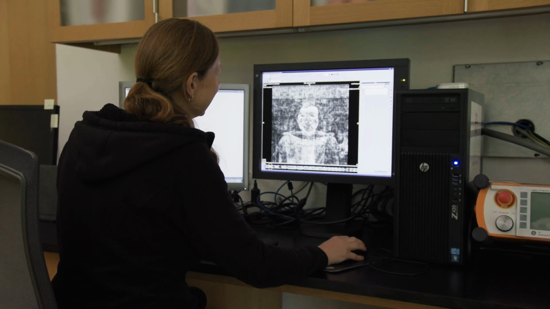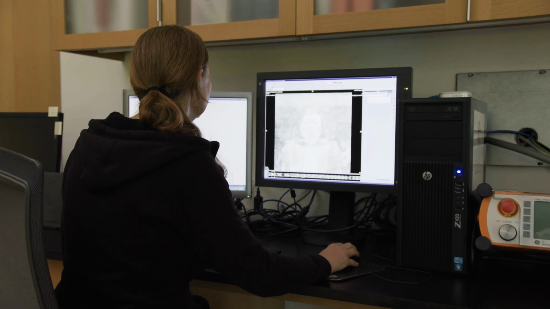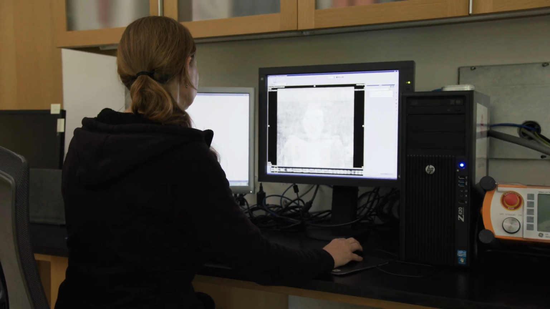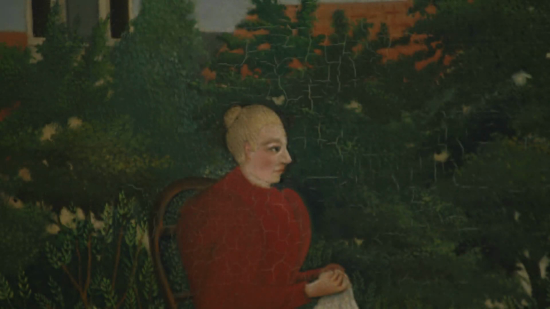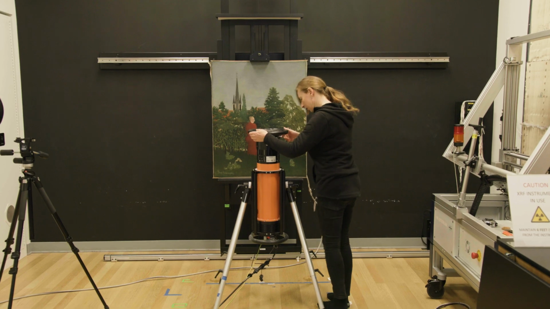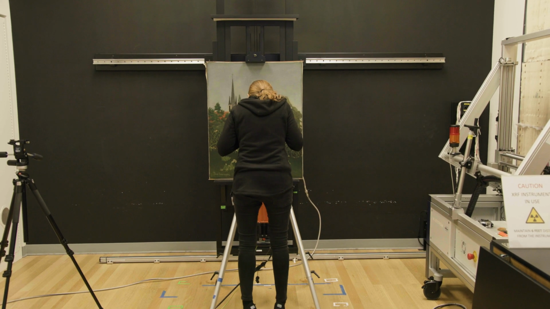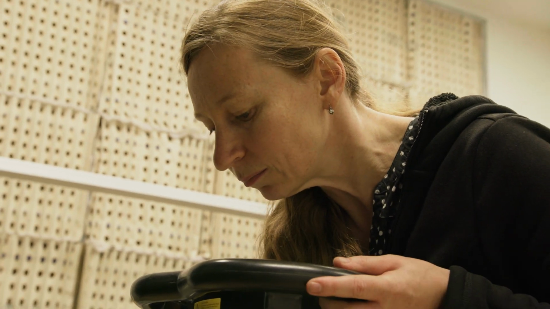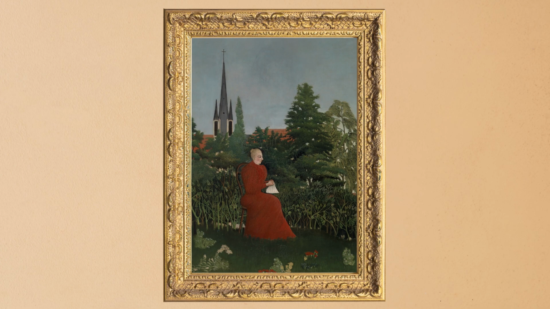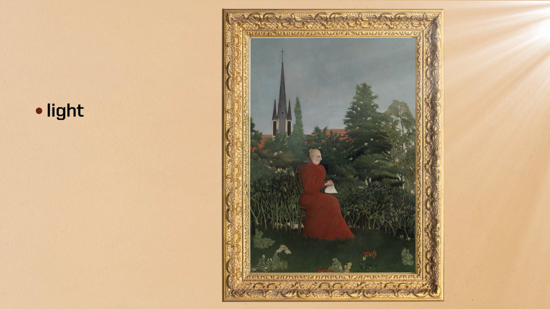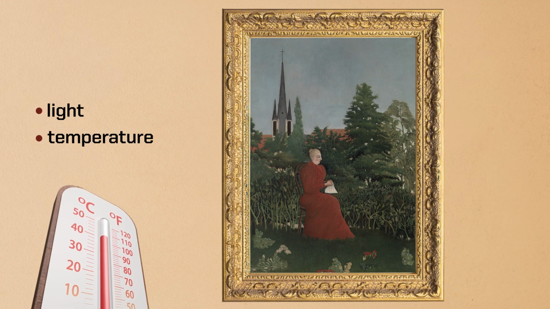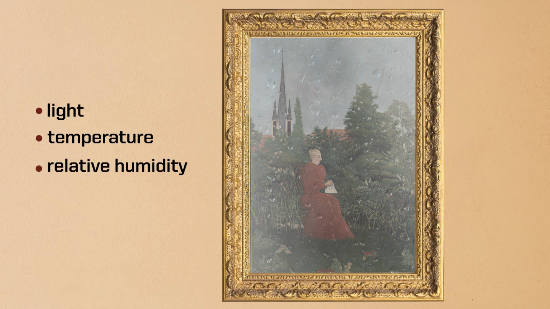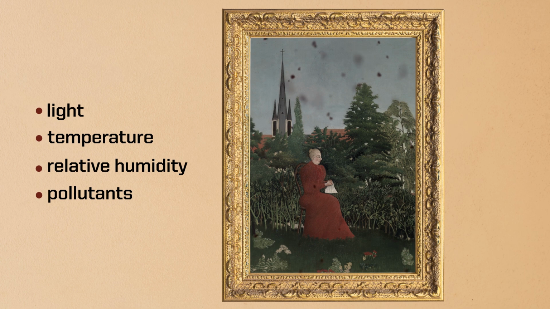Once we have studied the painting closely, we can make decisions about treatment and preservation of the object. Restoring a damaged painting depends on what kind of damage you have. So before we even start, we need to study the painting very well to understand what the original materials and their composition are. The factors that contribute to the deterioration of paintings include light, such as sunlight, temperature, relative humidity, pollutants, and also pests.